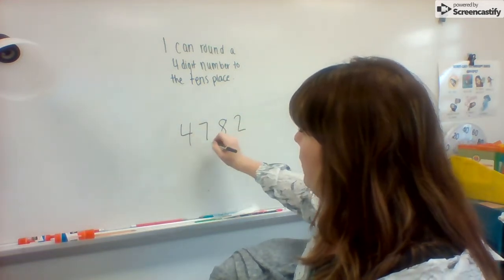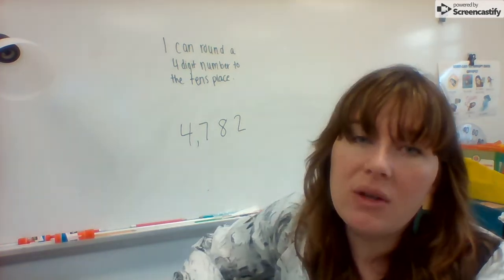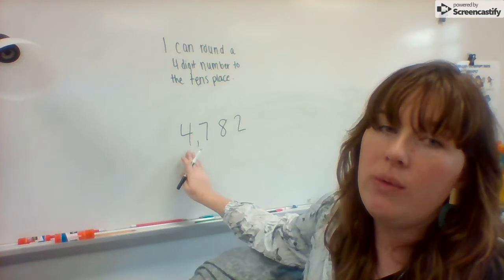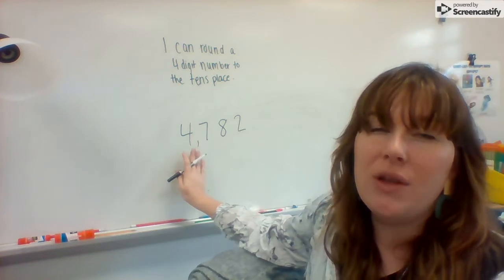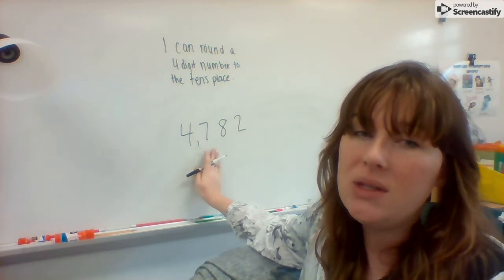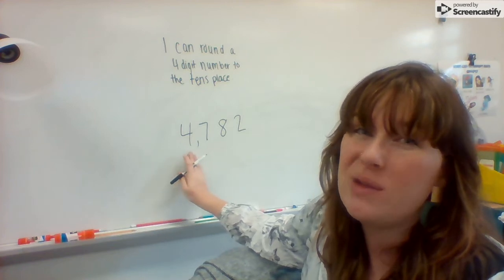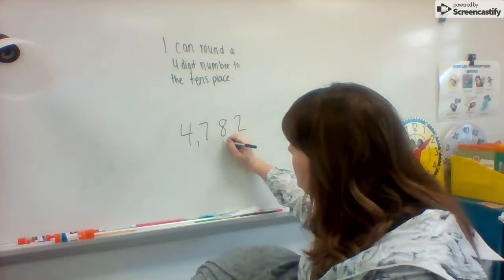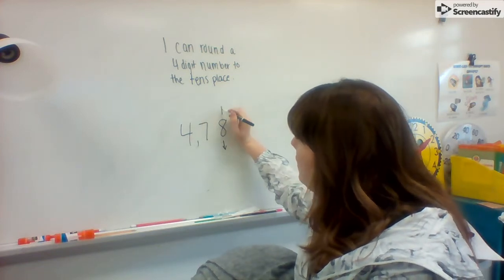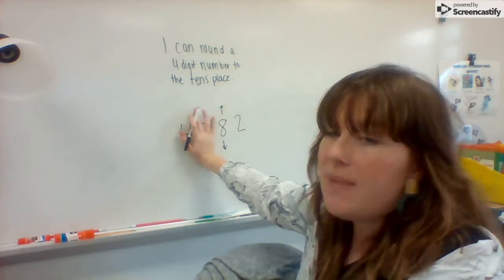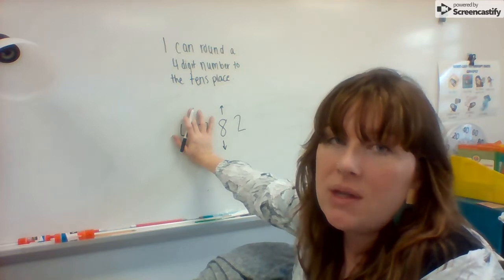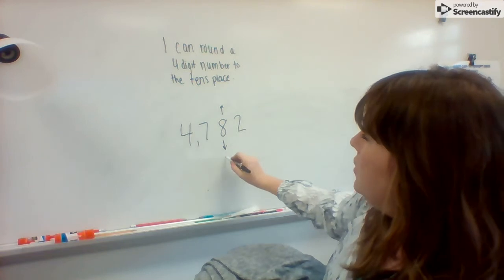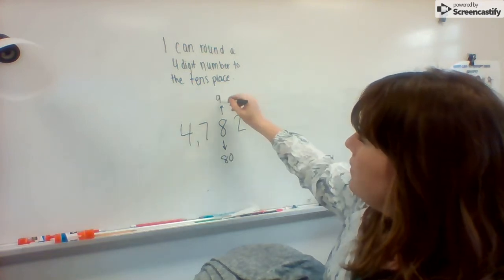In the last video, you ended with 4,782. We'll use that same number again. When you round it to the thousands place, it would round to 4,000. When you rounded it to the hundreds place, it would round to 4,800. Now we're going to round it to the tens place to see what 10 it's closest to. For a minute, we're going to ignore the 4,000 and the 700 and just focus on 82. 82 could round to 80 or it could round to 90.